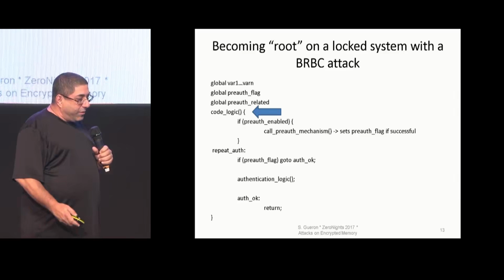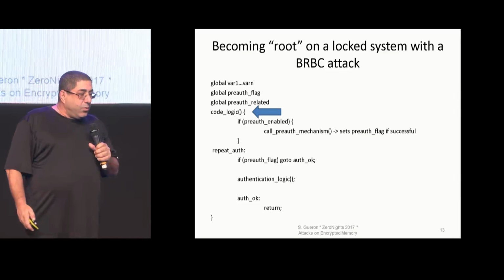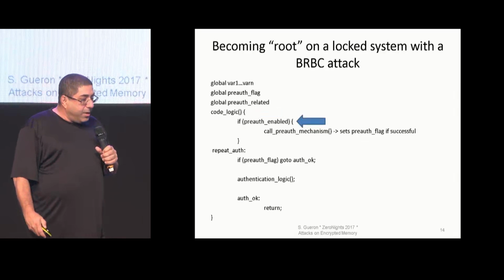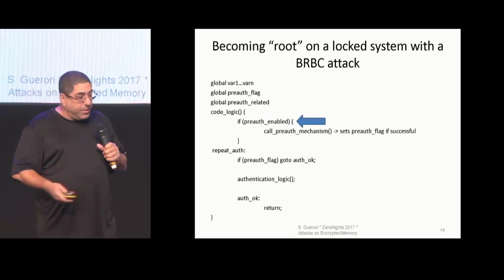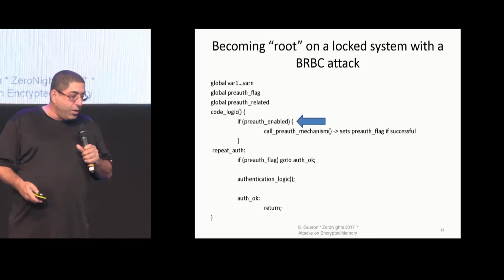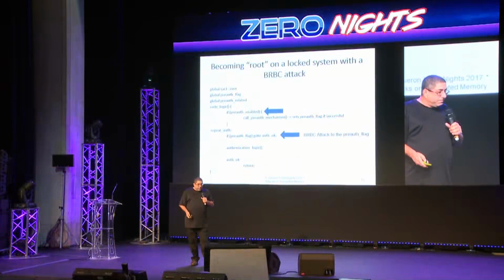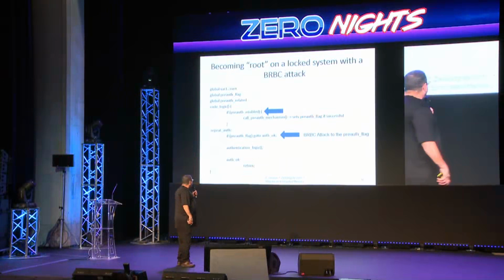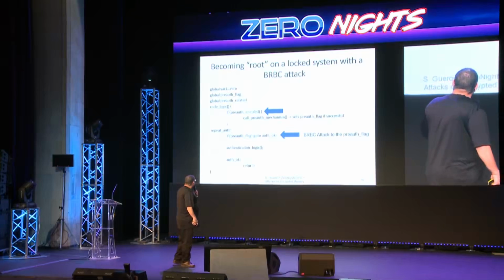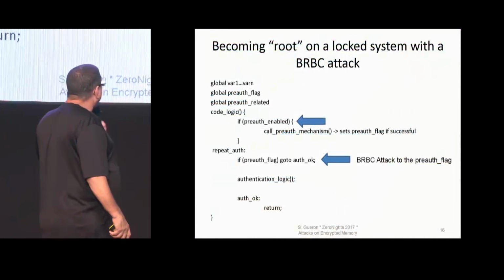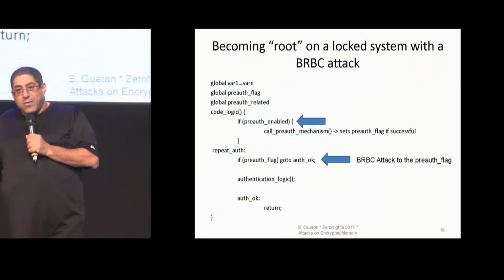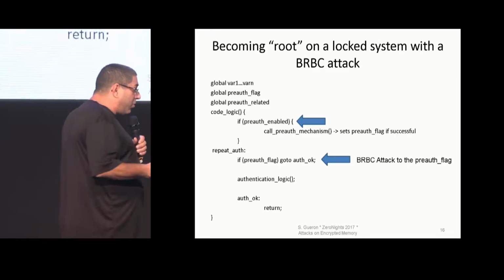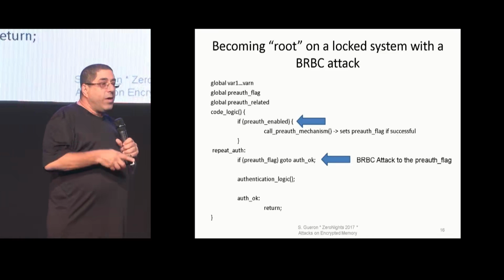And now you have the code. And now the code is doing something. If pre-authentication enabled, there is something that happens. Eventually, you need to go into the login code, into the login. And if you are breaching or overwriting this block, if pre-authenticated flag, then go to authentication OK, then you're going to win. So all you need is to know when to hit and where to hit.